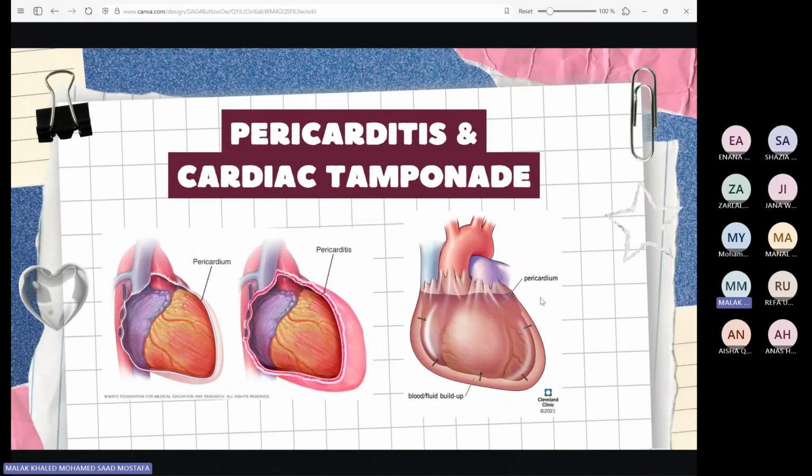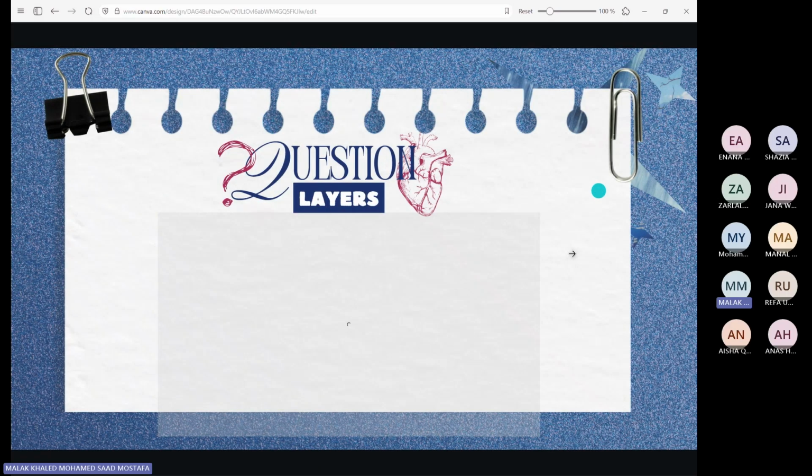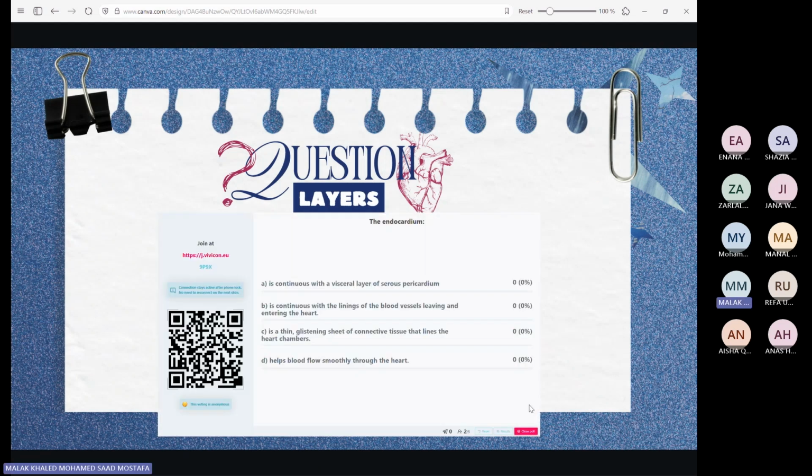Now, for cardiac tamponade, it's completely different, right? It's fluid accumulation. Now, the word tamponade comes from tampon, which is a plug. So it's literally heart plug. It stops your heart. It limits its ability to pump blood. And for treatment, as mentioned in the question before, they just use a syringe and they drain out the fluid to help the heart get the space again. Okay. One more question about layers. So this is about your endocardium.